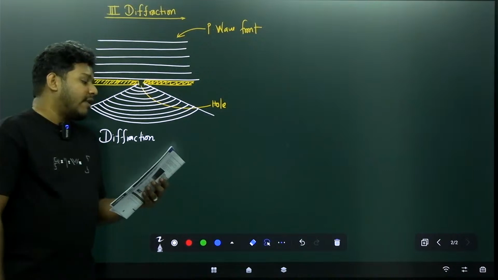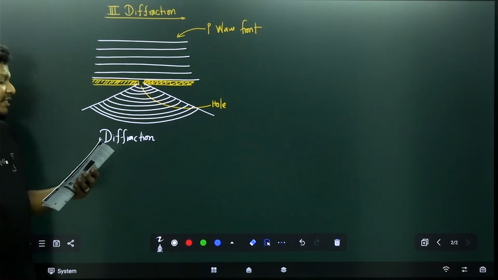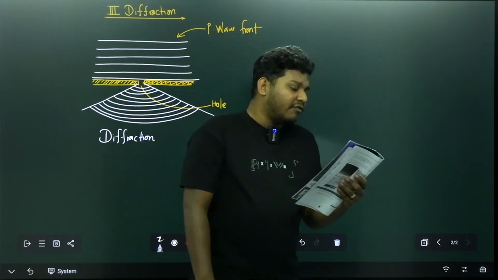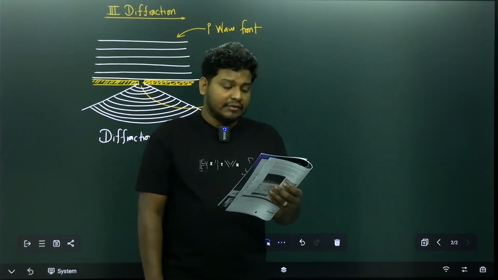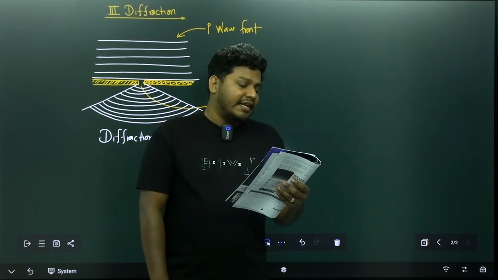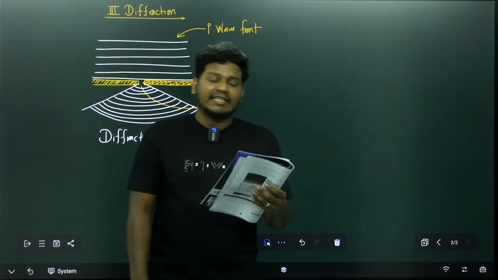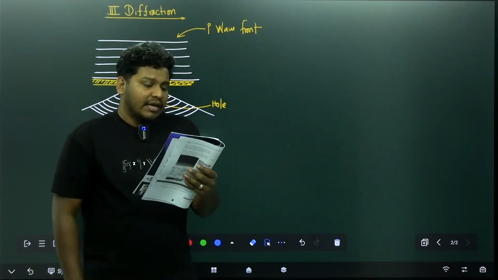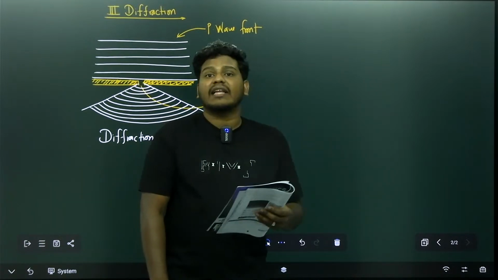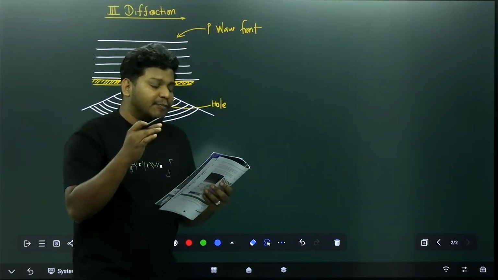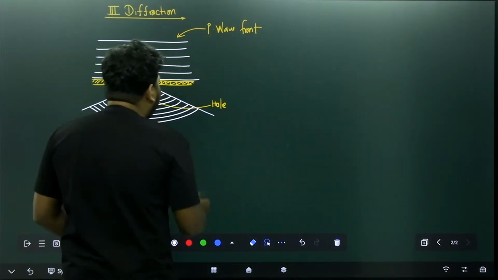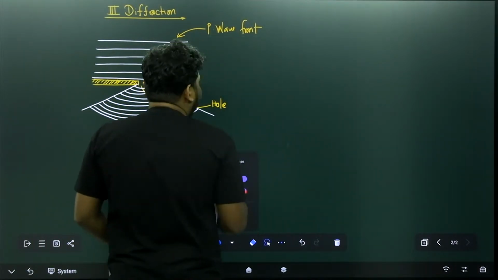When the width of the hole decreases relative to the wavelength of the wave, the dispersion of the wave diffraction increases. So what they are telling here is when the width of the hole decreases relative to the wavelength of the wave, the dispersion of the wave diffraction increases. So the dispersion will increase. I will explain that part here.